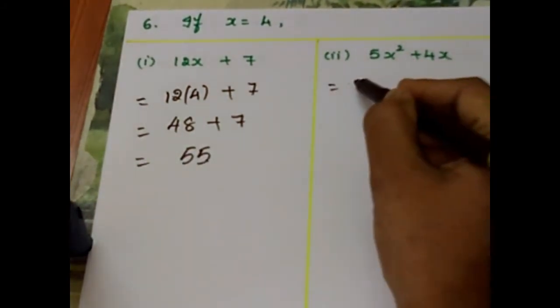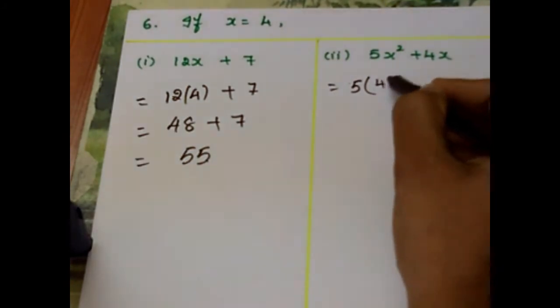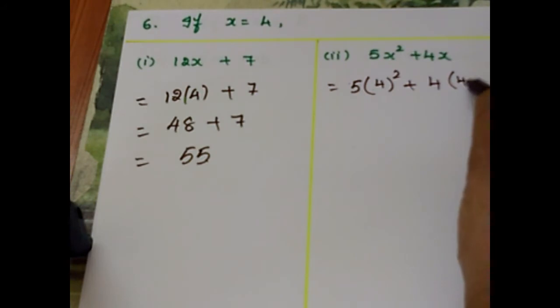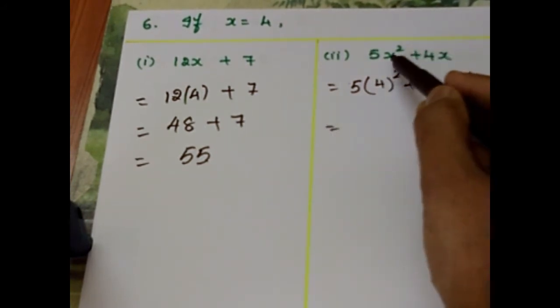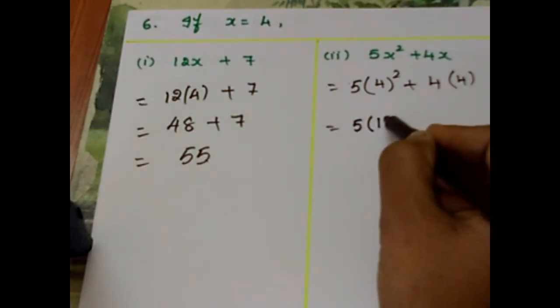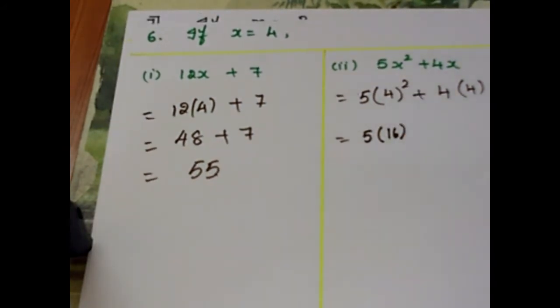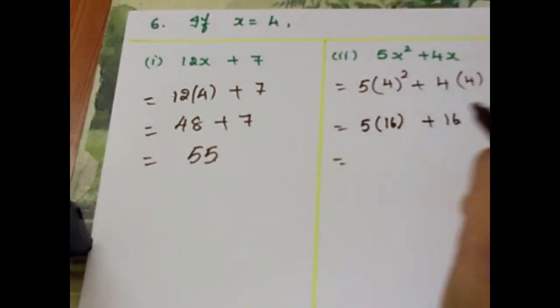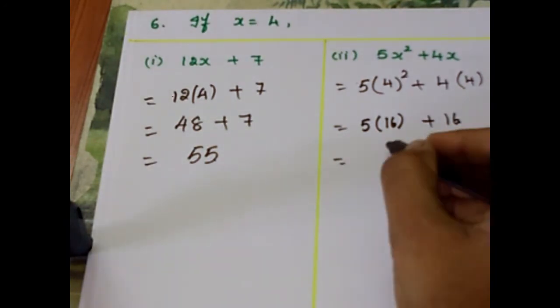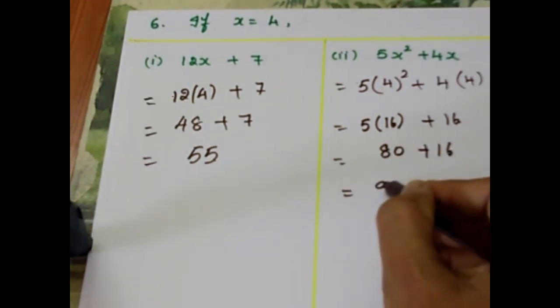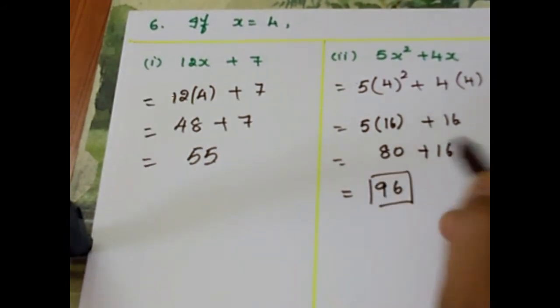Next, 5x square plus 4 into x. See here also square is applied only for 4. So what do I do? First I'll calculate 4 square. 5 into 4 square, that is 16, plus 4 4s are 16. 16 5s are 80 plus 16. The sum is equal to 96.